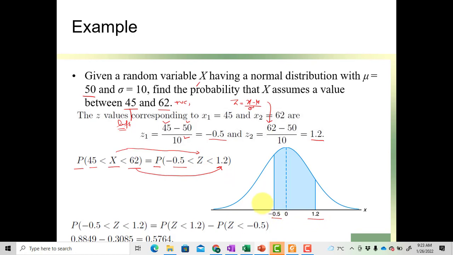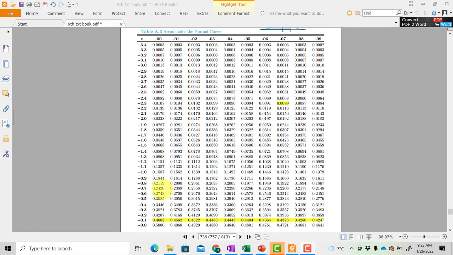I will now go to the book for the z distribution values, and I will tell you how we will calculate the area with minus 0.5 and plus 1.2. So minus 0.5 lies here. You will have to check in this value, and associated with this is 0. So it is purely minus 0.5. Remember, this value is 0.3085.